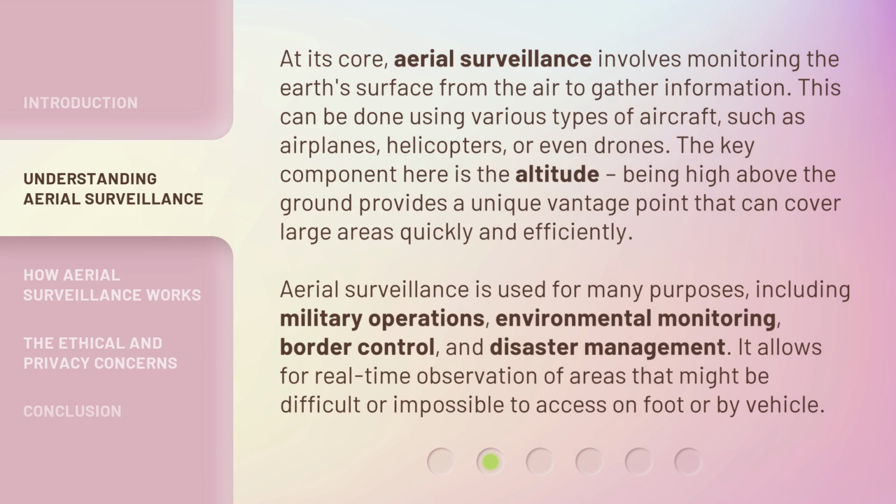At its core, aerial surveillance involves monitoring the Earth's surface from the air to gather information. This can be done using various types of aircraft, such as airplanes, helicopters, or even drones. The key component here is the altitude. Being high above the ground provides a unique vantage point that can cover large areas quickly and efficiently.